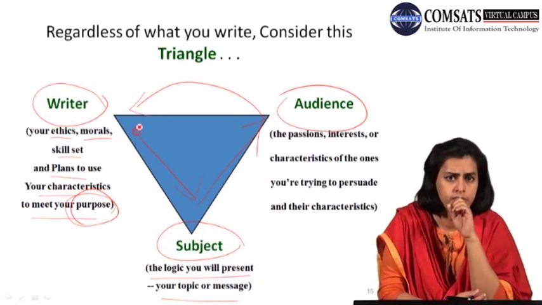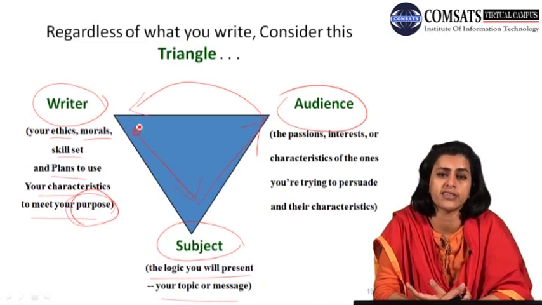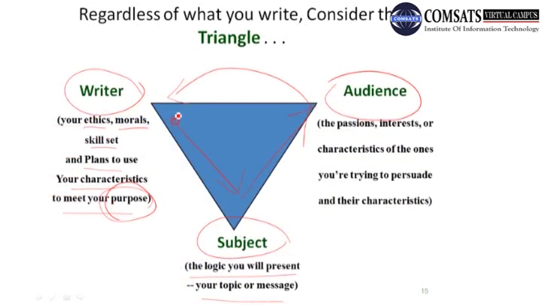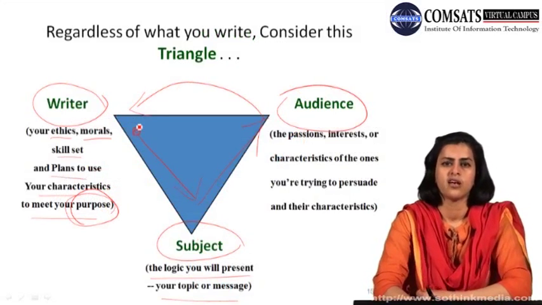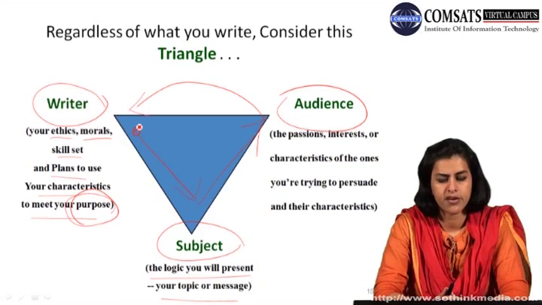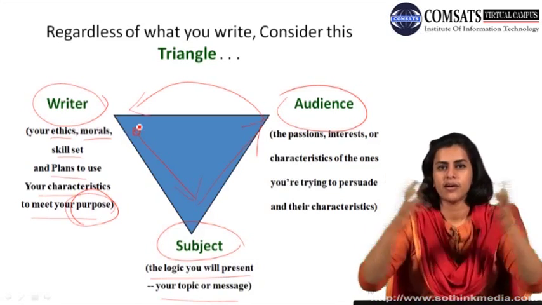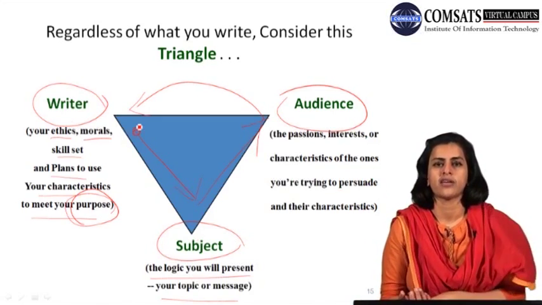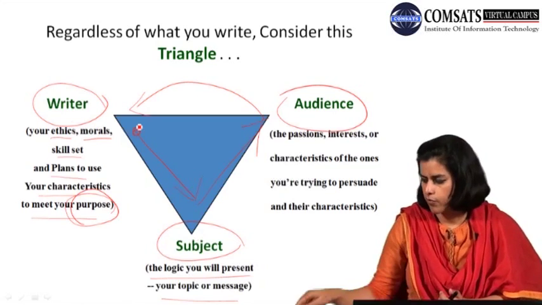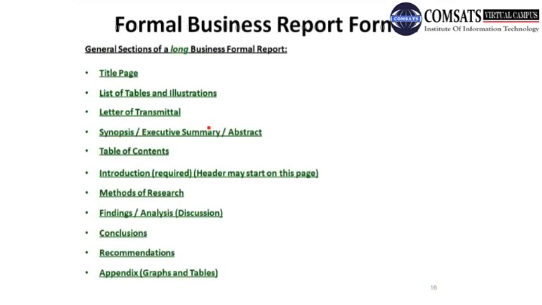That is based on your selection of the characteristics, the morals, the skills, the plans that you have used for writing down or labeling down anything. Your audiences, of course, have the passions, interests, or characteristics of the ones you are trying to persuade. So this is what you call a triangle between writer, audiences, and subject. That is basically a structure that moves on in every business communication type that is there, and that is to be understandable by everyone.